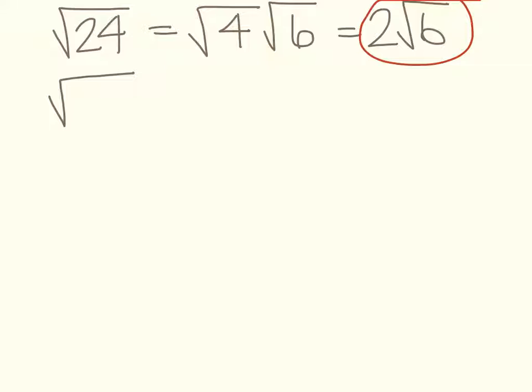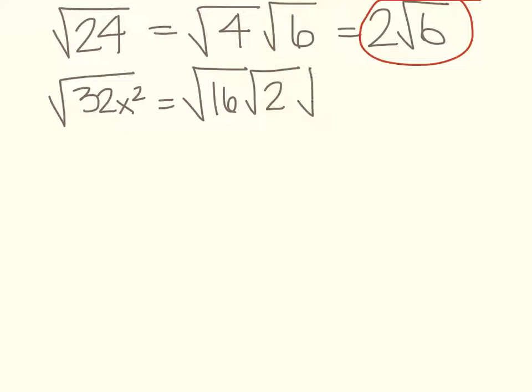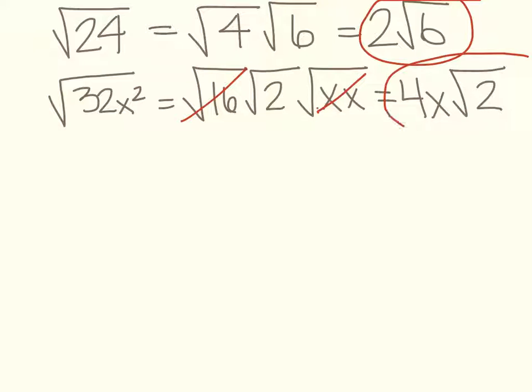The square root of 32x squared. Well, that's the same thing as the square root of 16 times the square root of 2, and x squared is the same thing as x times x. So remember, looking for square roots, a pair comes out. So the square root of 16 is 4. The square root of x times x is just x, and I'm left with a root 2. So 32x squared underneath a radical is equivalent to 4x times the square root of 2.